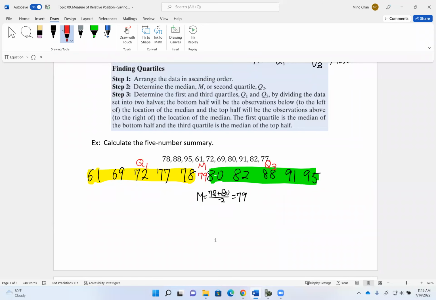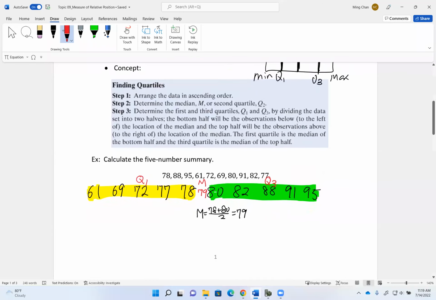Okay, so that's how we actually find our quartiles. Median, Q1, Q3. List your data from small to large, find the median first. Then to the left of the median, which is the first half of the data, find the median of the first half. Q3 is the median of the second half of the data.